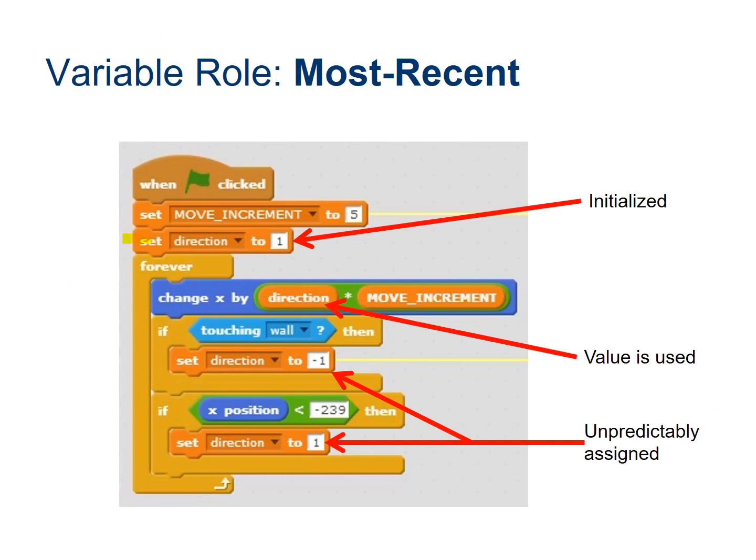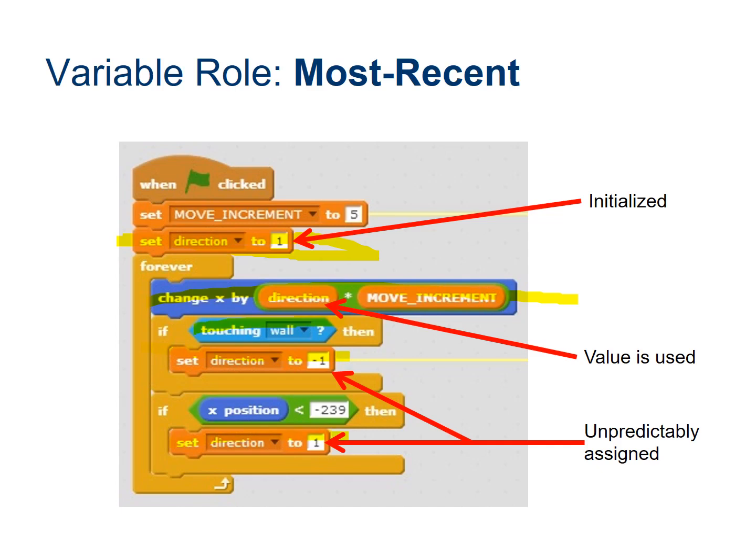most recent is we're setting the direction. Initially, we're setting the direction to 1. Later on, we're using that direction. We're going to multiply it by the move increment, and we're going to do something based on that. And then later, if it's touching the wall, direction gets set to -1. If the direction is less than 239, it is set to 1.